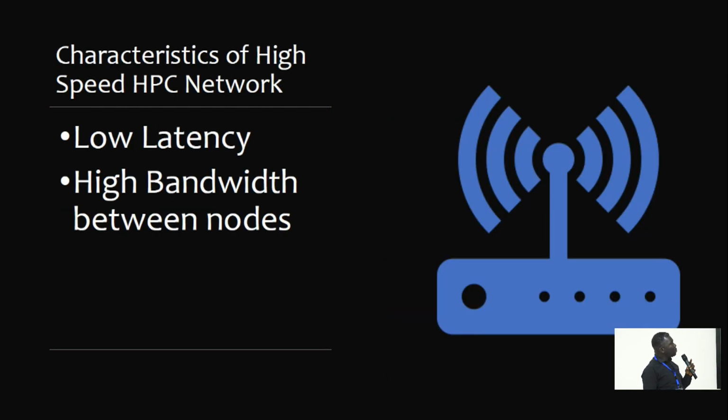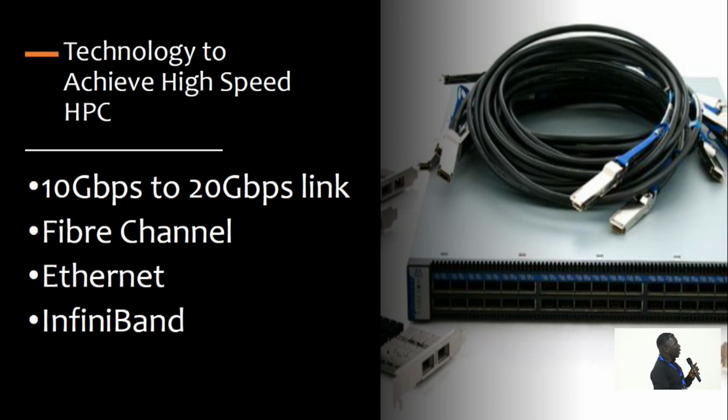Then characteristics of a high-speed HPC network. There are things you have to take into consideration when you are transferring your files. There are times we talk about what we call edge computing, bringing your data close to your computing device for processing. In such a case, low latency has to be taken care of. You use a network whose latency is very low and that also has very good high bandwidth between the nodes, because you want to be moving data between your nodes. So you have to use a technology that will make your data transfer very, very fast.